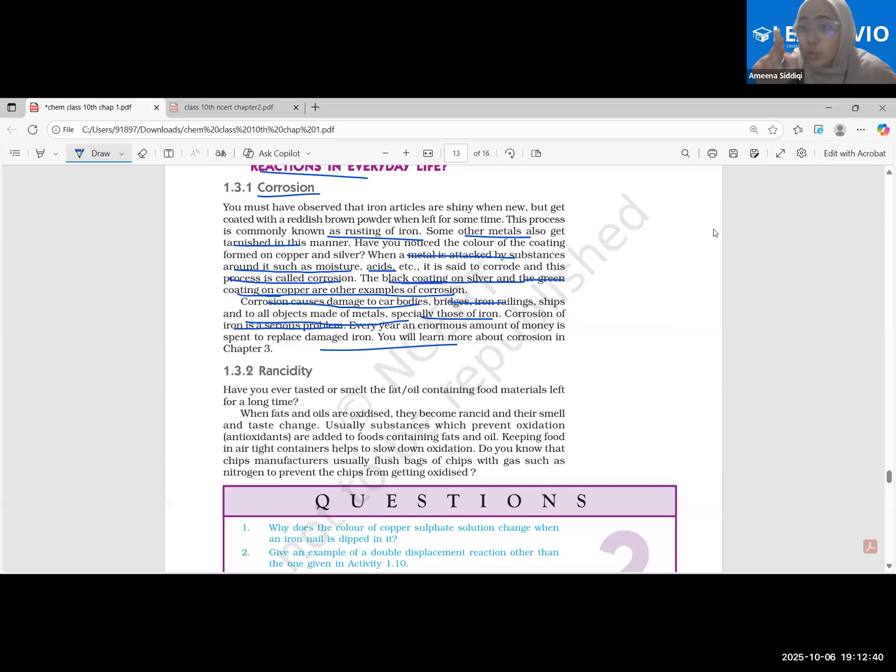Here they have just mentioned the green coating on copper and a black coating on silver. I have already told you what is the compound due to which the coating is happening. For silver, what is it? Silver sulfide. Yes, it is the silver sulfide which is giving the black coating to silver once it is corroded. And for copper it is copper hydroxide dot copper carbonate. This is the compound which is giving the green color to copper when it is corroded. Please note this down if you have not noted this down.